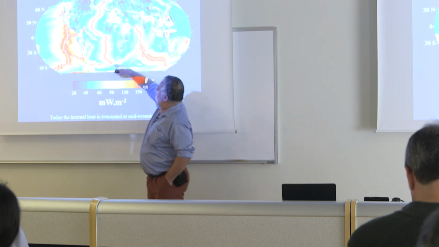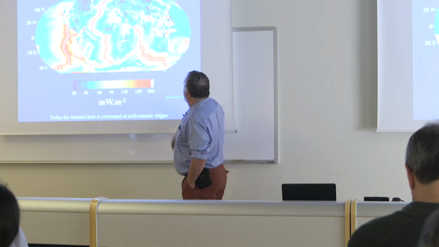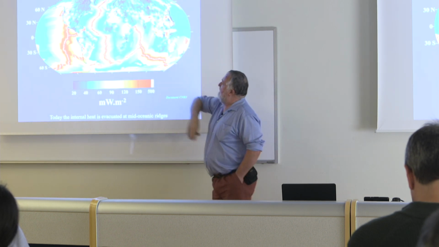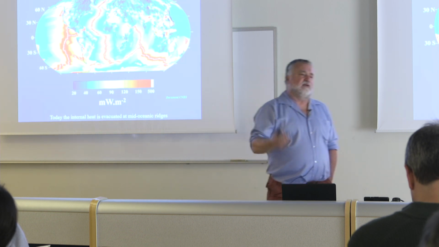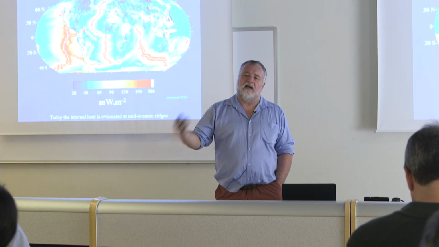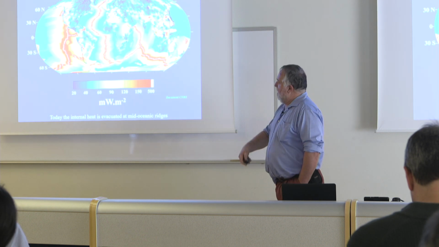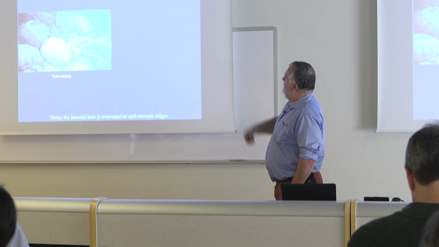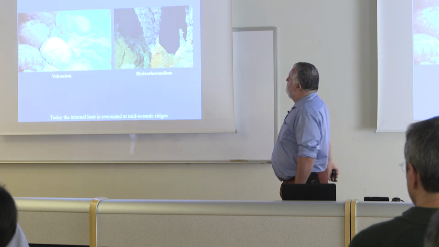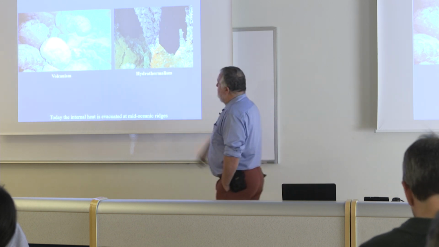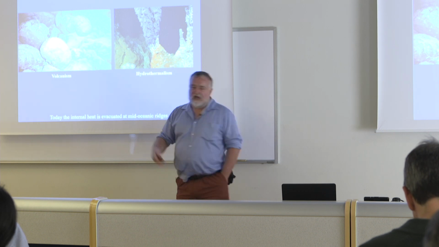You can see here on all the ridge the high temperature, while in the middle of the plate or in subduction there is not this high heat flux. That means that the heat is evacuated by the ridge system. And it is evacuated by volcanism and also by hydrothermalism, but both are linked, of course. So the internal heat is evacuated at mid-oceanic ridge.